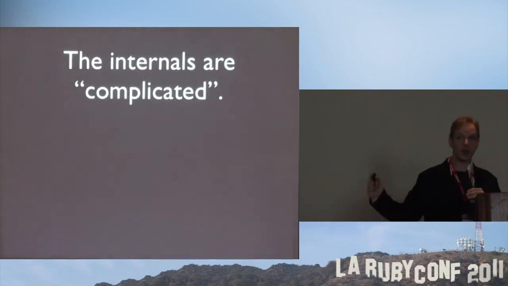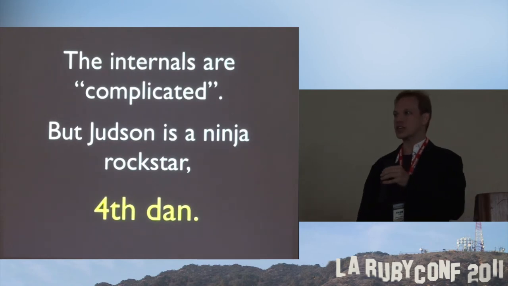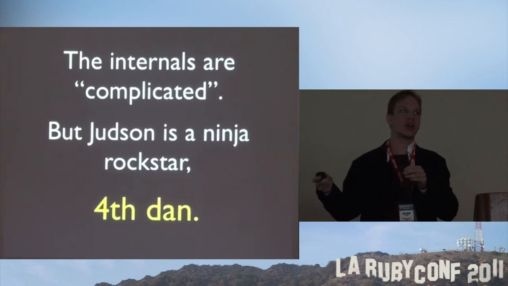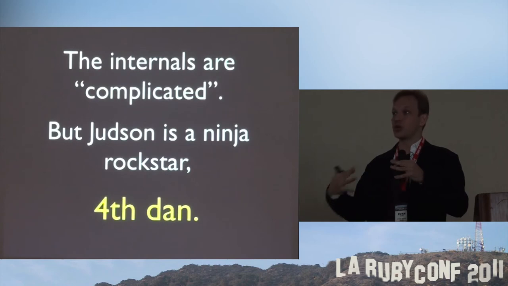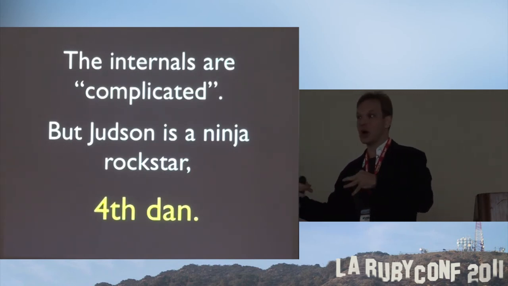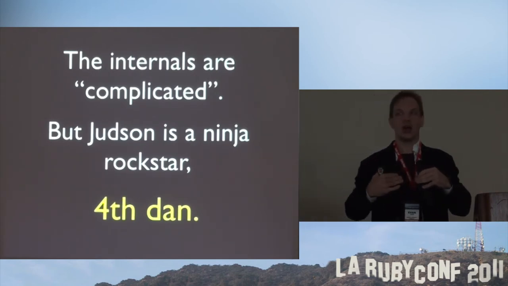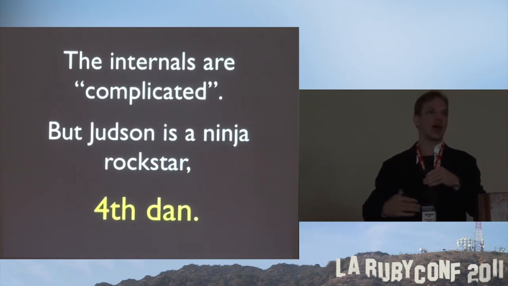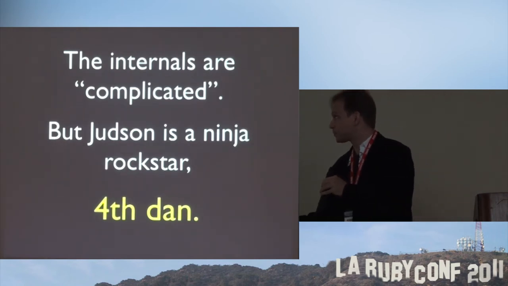The internals are kind of complicated, but Judson is a rock star. In fact, he's a fourth Dan rock star. He has worked incredibly hard on this for months. And while it seems simple from the outside, there are actually some incredibly complicated technical internals, like particularly what happens when you compose behaviors. If you have two different behaviors on different selectors that happen to hit the same object in the DOM, what happens if they both transform the object? And he's built all sorts of sensible defaults and configuration options for controlling the order in which these happen, et cetera, and an awful lot of work has gone into it.